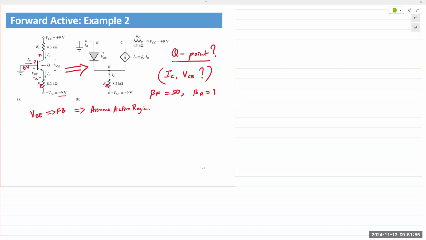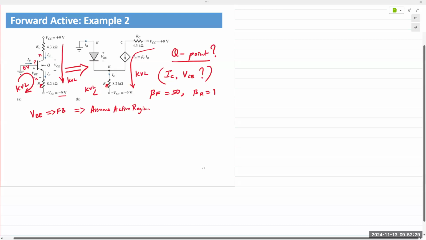You apply either KVL or KCL to generate equations. Right now we have these voltage sources, so KVL makes the most logical choice. And when you apply KVL on the input side, we have these voltages. On the output side, we have these voltages. In this model, we can say we are applying KVL in this loop. And on the output side, we are applying KVL in this loop.